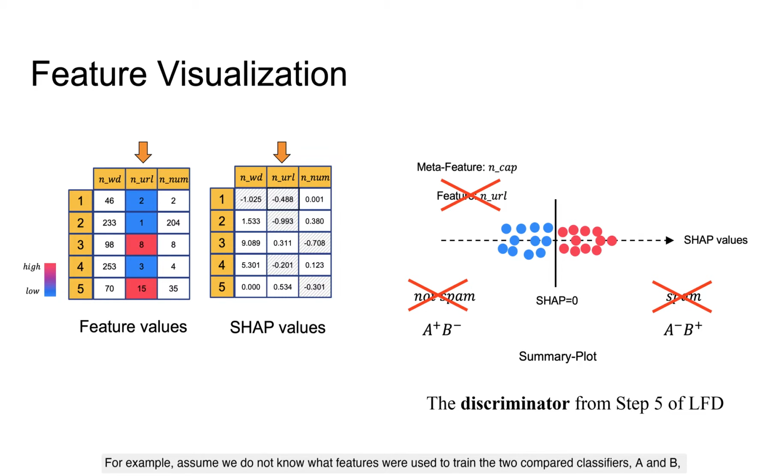For example, assume we do not know what features were used to train the 2 compared classifiers, A and B, but we believe the number of capitalized words affects the classifier's behavior. We can then derive this feature and use it as a meta feature to probe the difference between model A and B. From the current visualization, we know that compared to A, model B tends to capture spam from emails with more capitalized words. This comparative interpretation helps to select models and better ensemble them.